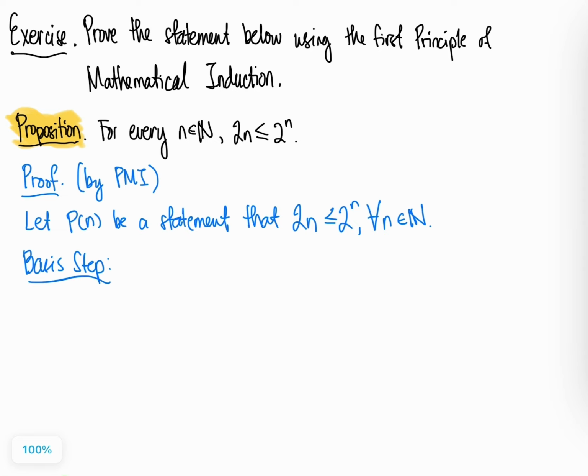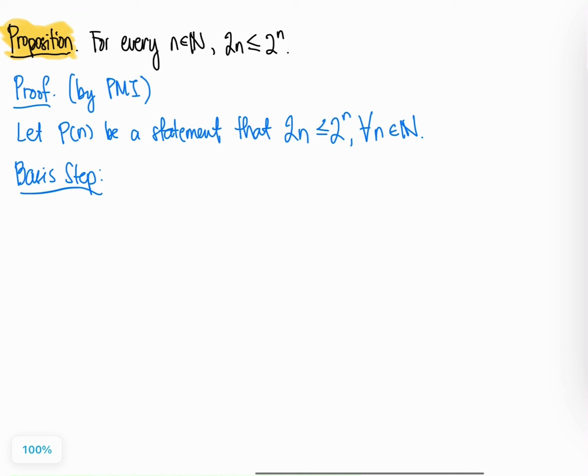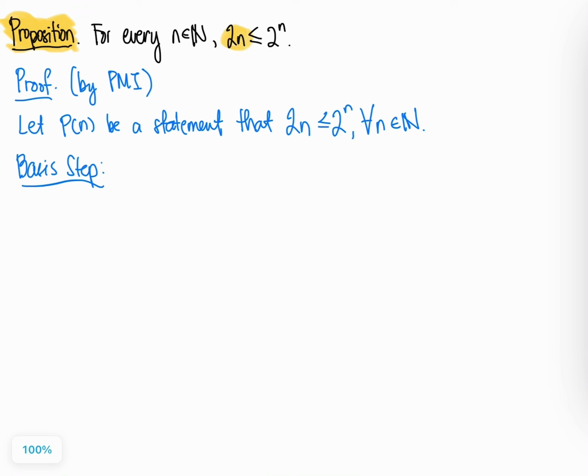Okay, so I just want to highlight that. For the basis step, our statement basically starts with 1 because our n is in the natural numbers, so our smallest value is 1. So we will take n equal to 1. So P of 1 is actually the statement 2 times 1 is less than or equal to 2 raised to 1.